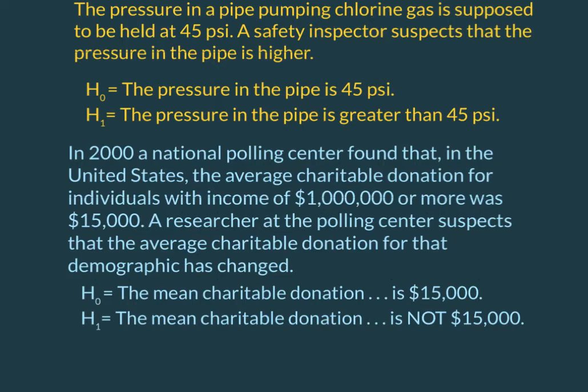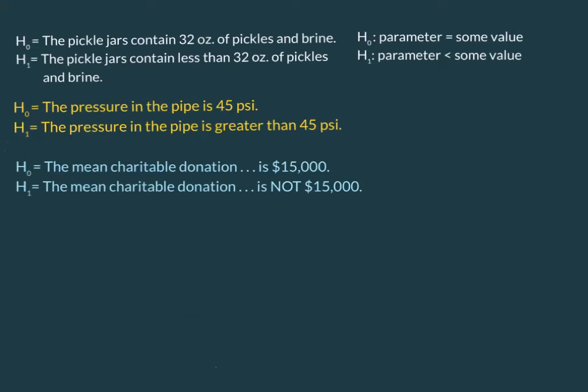These three examples represent the three types of hypothesis tests. We call these tests by their tails. The first example is a null hypothesis says that the parameter, in other words, the volume of the pickle jars, that would be the mean volume of the pickle jars, equals 32 ounces. It equals a set value. That is the null hypothesis. If nothing has changed, that's how much pickles and brine will be in each jar.